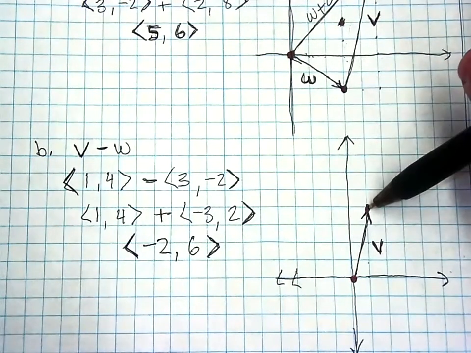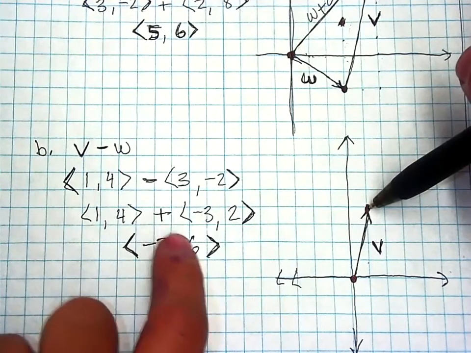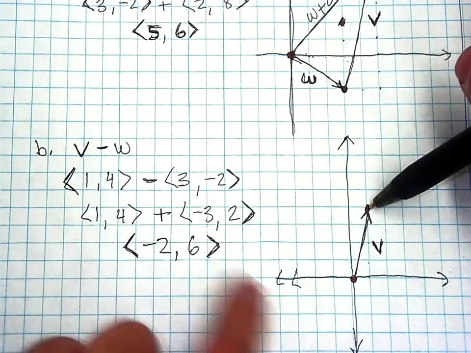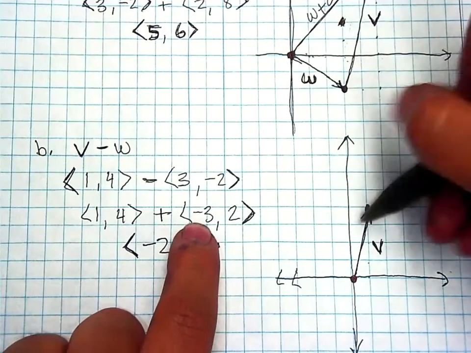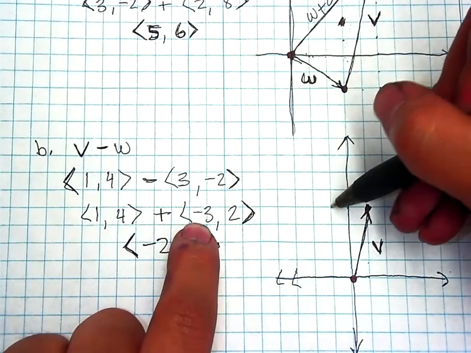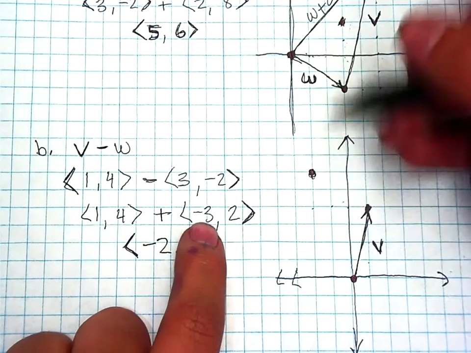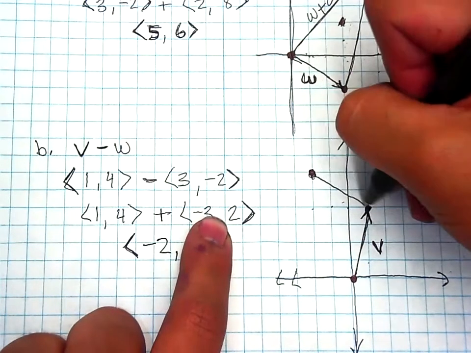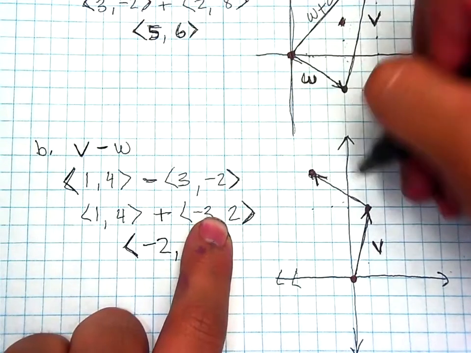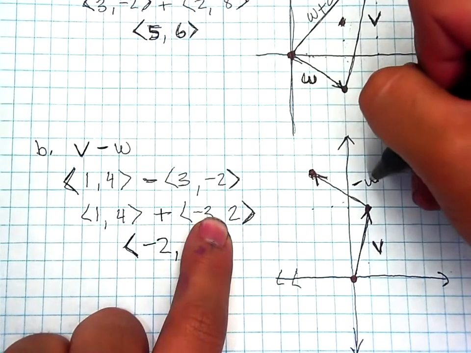And then for W, I'm subtracting. So now I'm going to basically add the opposite. So adding on a negative 3, I'm going to go to the left 3: 1, 2, 3, and then up 2: 1, 2. So there's my negative W vector.